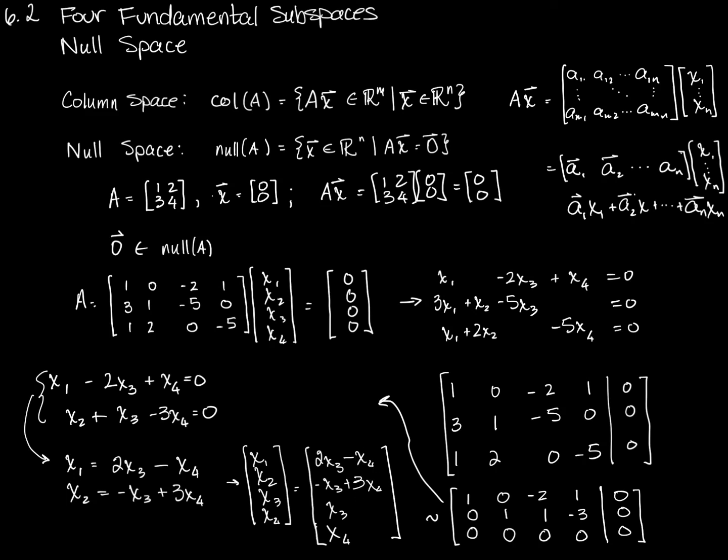So the null space of this matrix A is all vectors that are made up of any two numbers here and these two numbers in a particular relationship with each other based on these two numbers here.